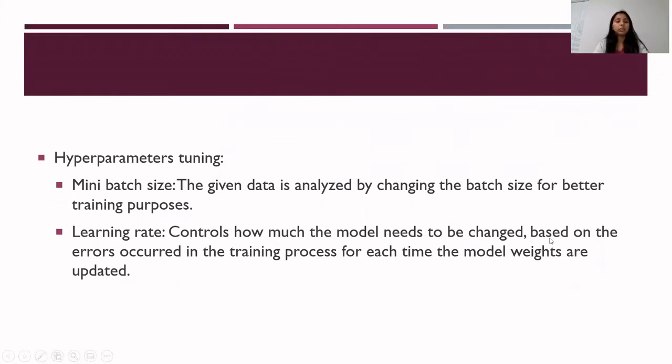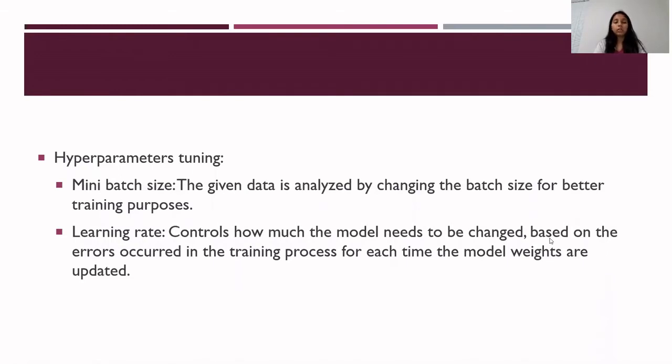The next tool that can be used is hyperparameter tuning. Here we have two parameters: the batch size and the learning rate. When data is given, it is analyzed by changing the mini batch size, and this improves the training process.